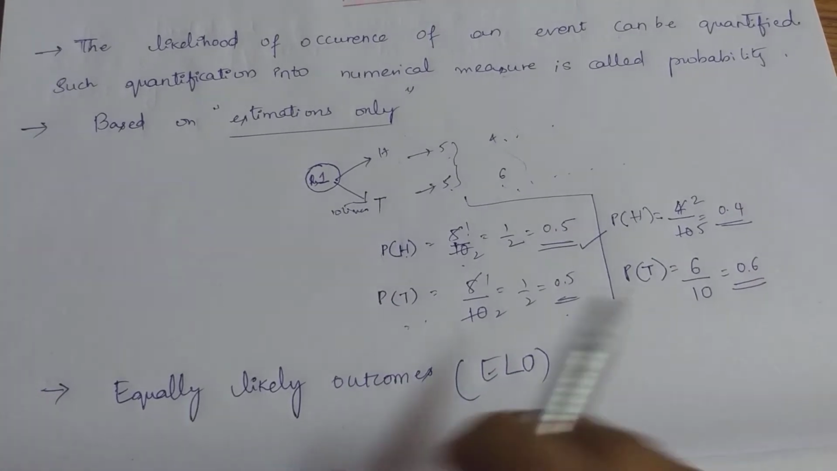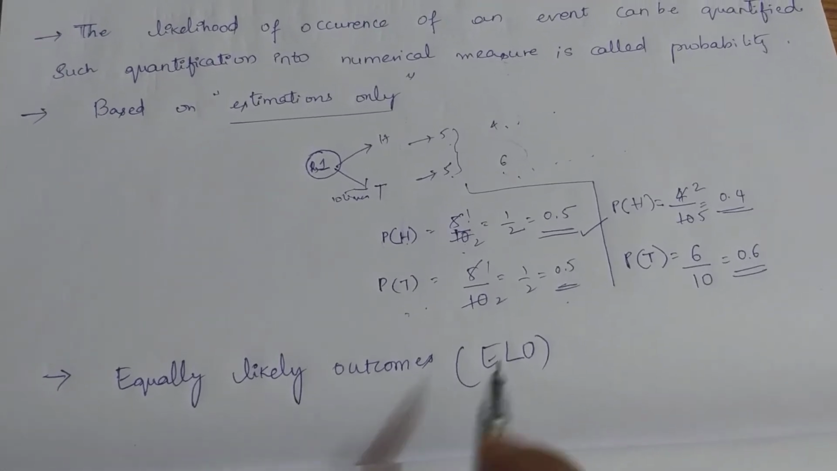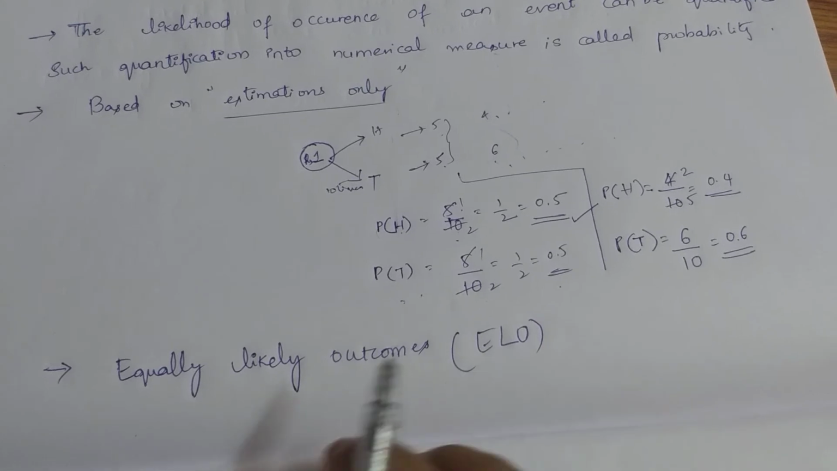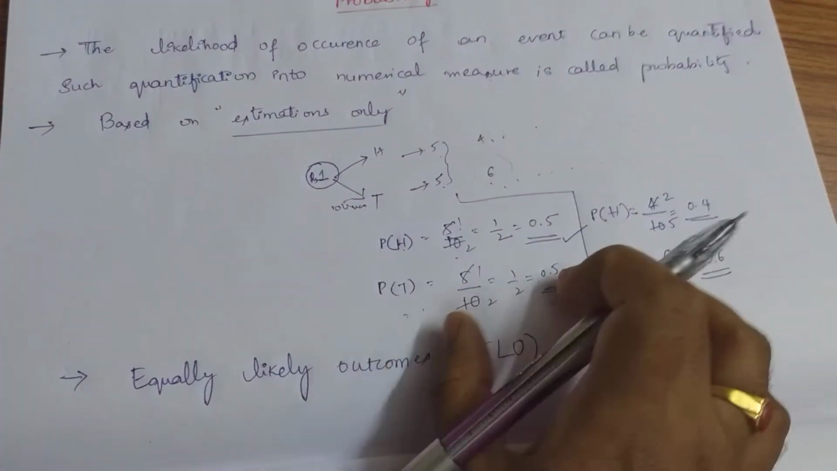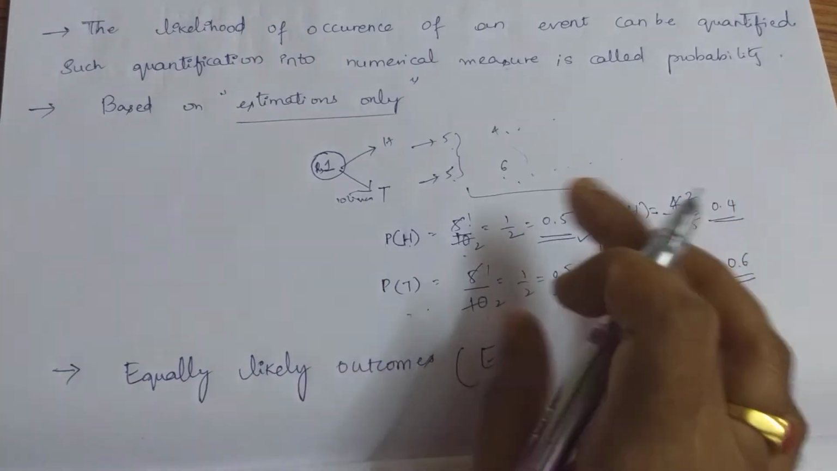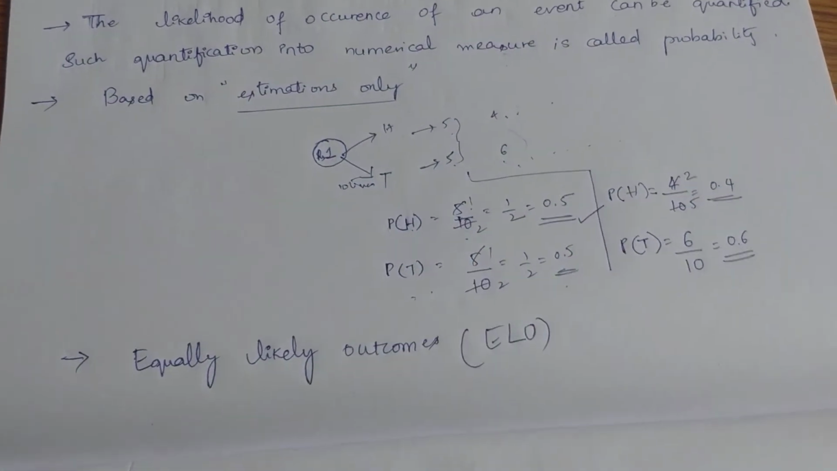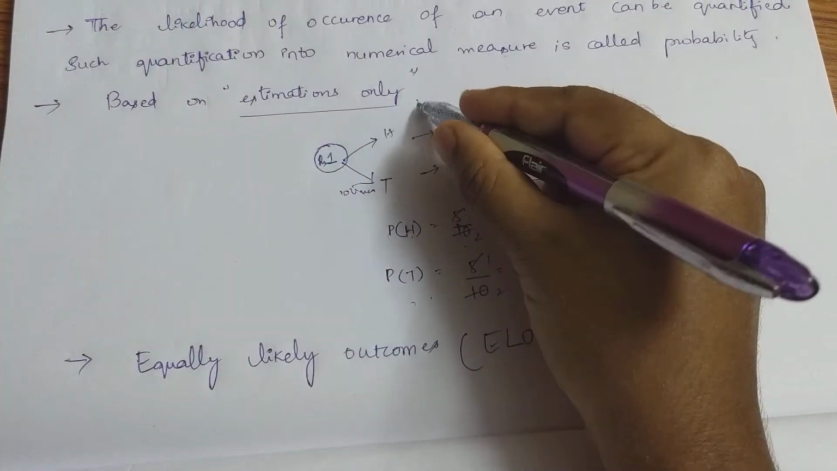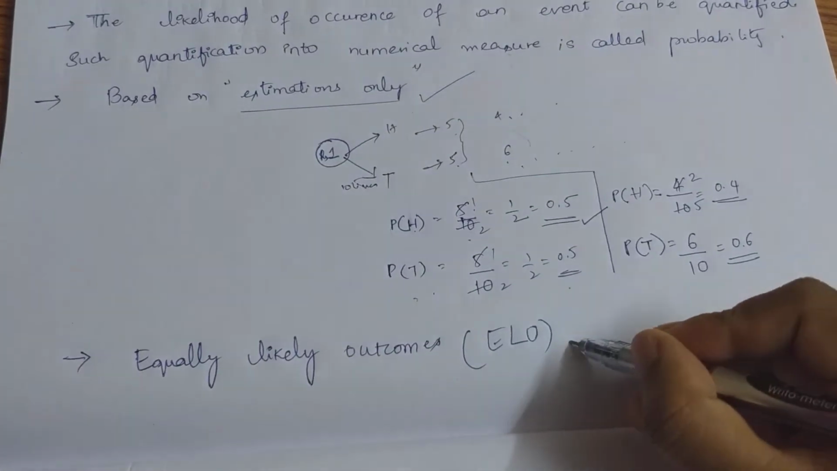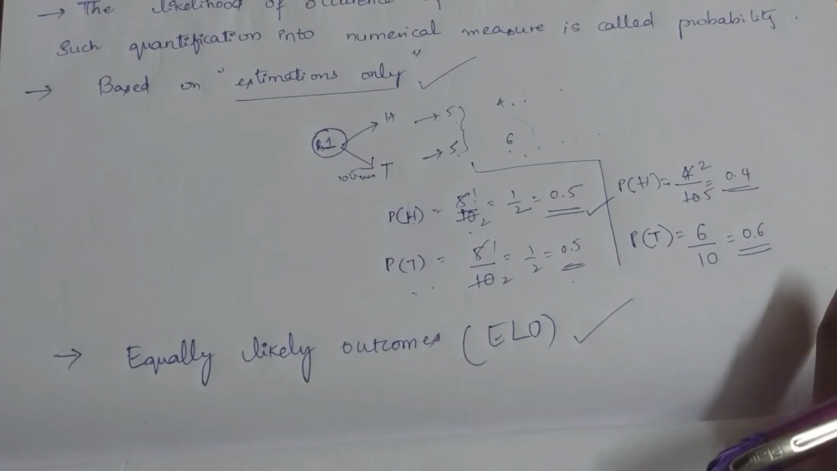That is the meaning. Equally likely outcomes means there is an equal chance of getting heads and tails. I am explaining with the help of the coin toss only, because when you take the same example and explain each concept, you'll understand it very well. Clear? So one assumption is that this is based on estimations only, and the other is that all the outcomes are equally likely. There is no bias.